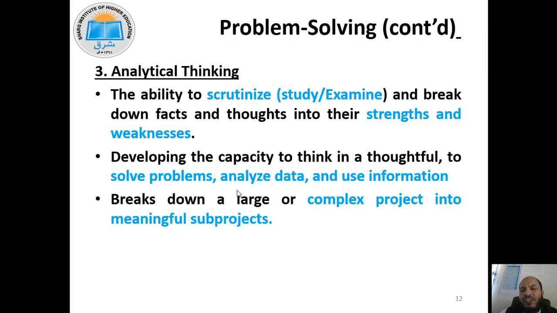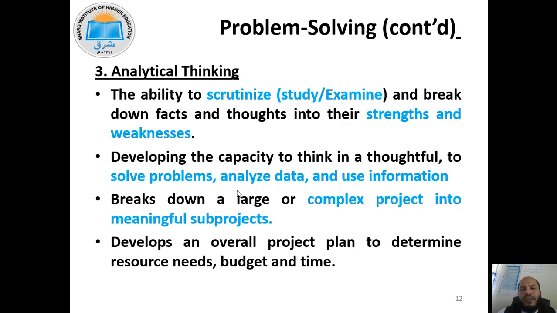He will break down a large or complex project into meaningful sub-projects. It is the competency of the project manager to break down large, complex project activities into meaningful small activities or sub-projects to achieve results and reach quality. And he will develop an overall project plan to determine resources needed, budget needed, and time needed. So this is related to the analytical thinker. When the project manager is making a plan, he should consider a detailed plan for the resources, budget, and time needed.